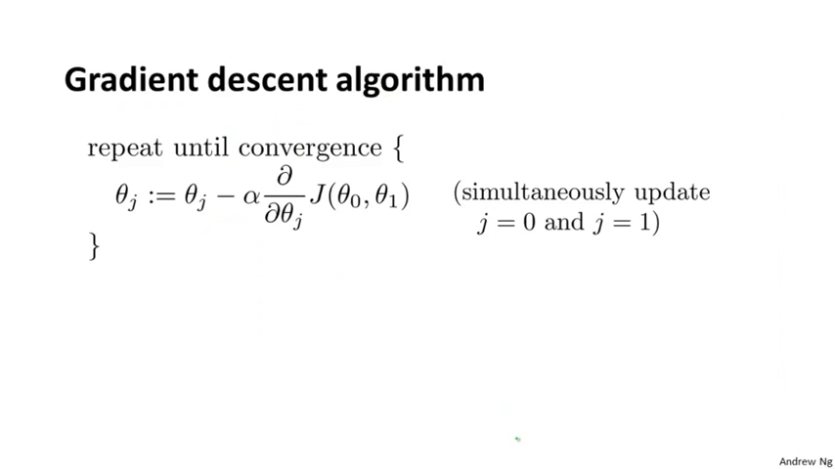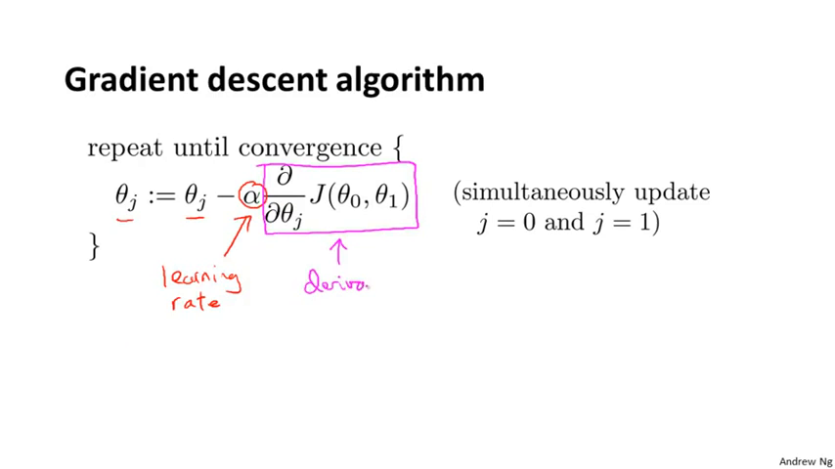Here's the gradient descent algorithm that we saw last time. Just to remind you, this parameter or this term alpha is called the learning rate, and it controls how big a step we take when updating my parameter theta j. And this second term here is the derivative term. What I want to do in this video is give you better intuition about what each of these two terms is doing and why, when put together, this entire update makes sense.